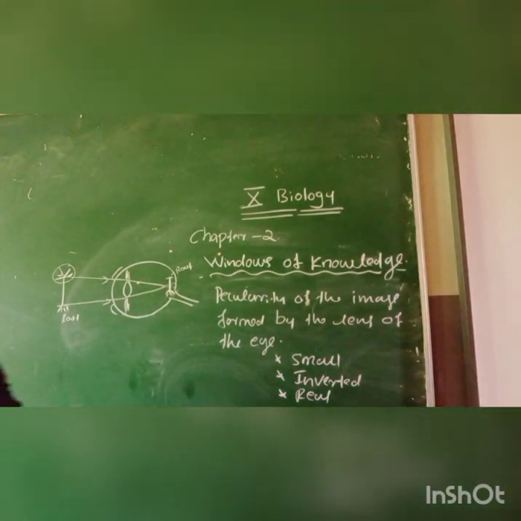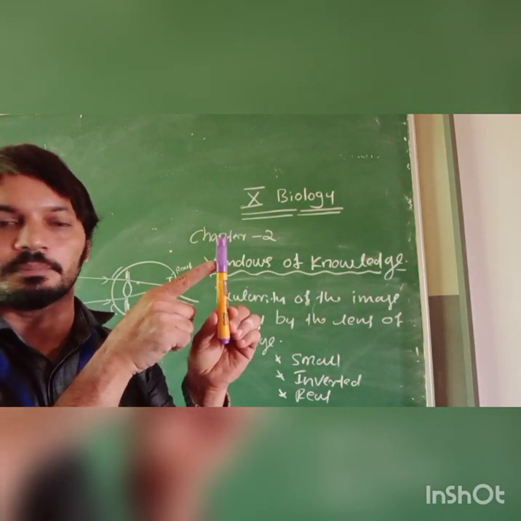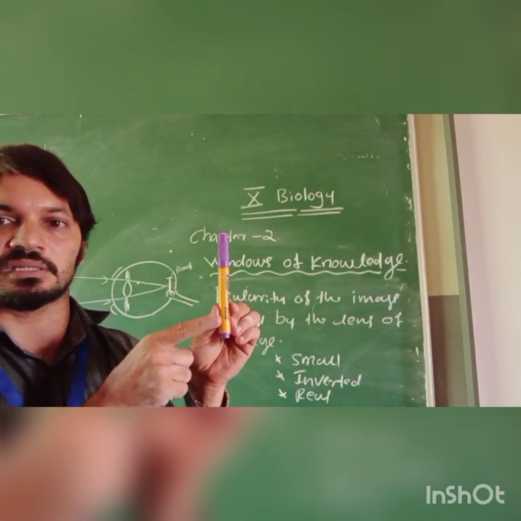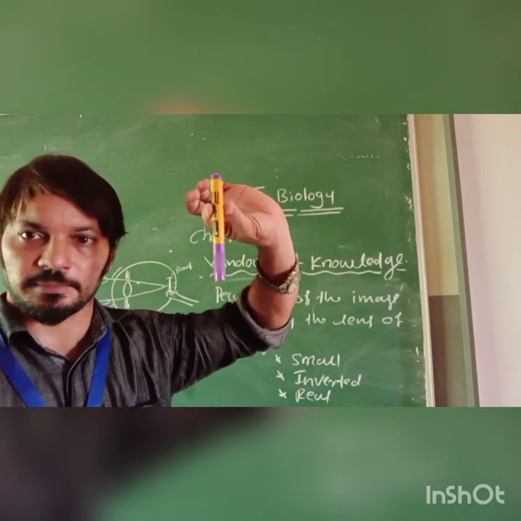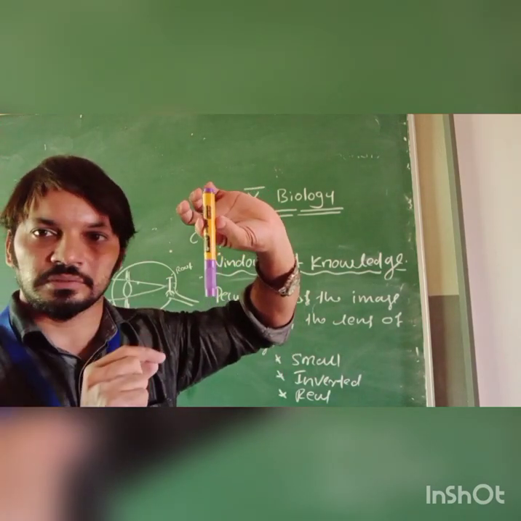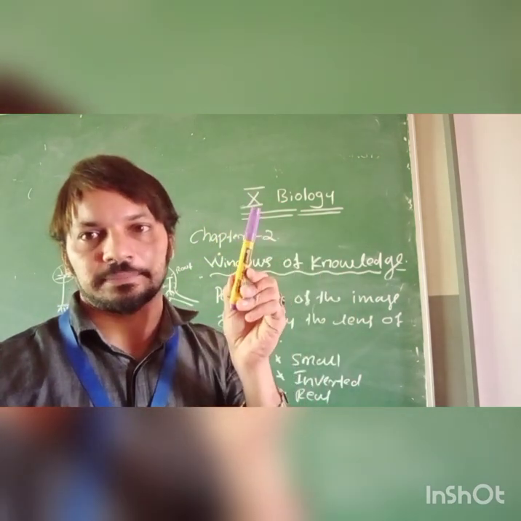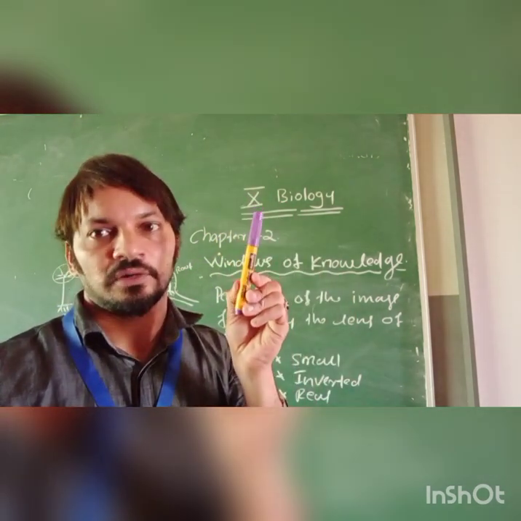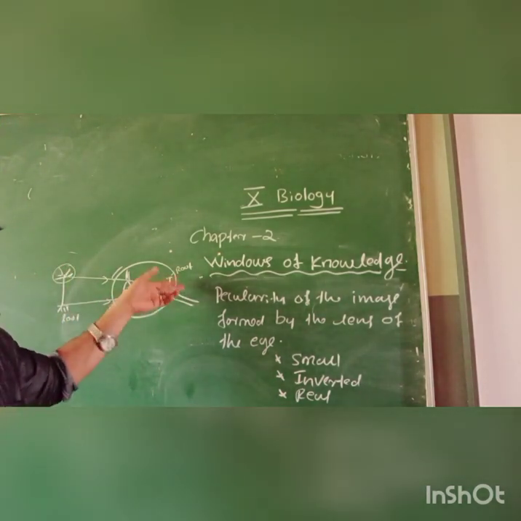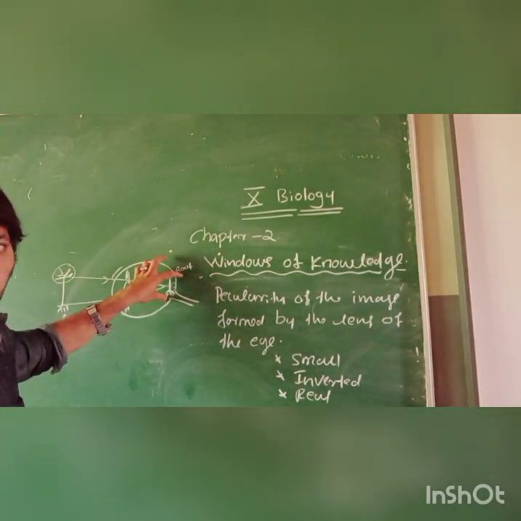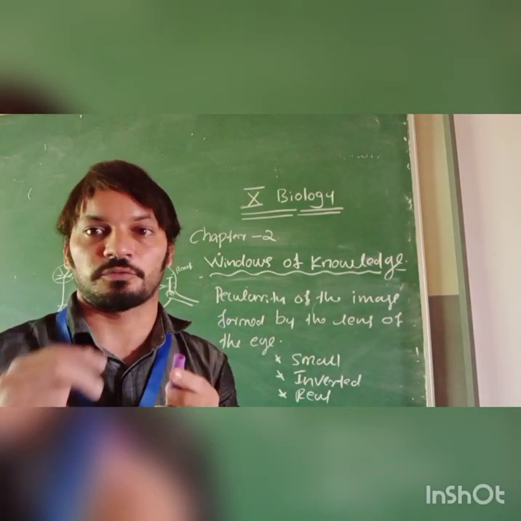Just look. Can you see it properly? Which color is on top? Purple. Okay. Then orange. But in your retina it is like this, small. But the brain helps you see it as erect. Actually, the image formed on the retina is inverted, upside down. Understood? But you can see it properly. How is it possible? By the help of the brain.